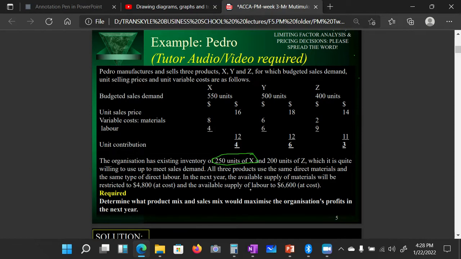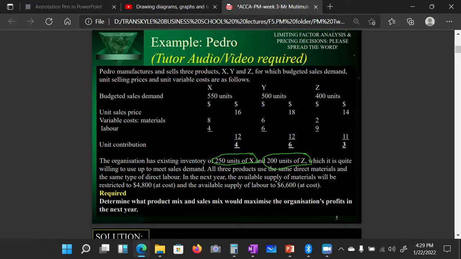We are told the organization has existing inventory, that is inventory at hand, of 250 units of X and 200 units of C. Which means there's no need for us to produce these units, because we already have them in stock, so they shouldn't be part of our production plan. Are we together? But we need to take them into consideration as we construct our production plan. These are the units which it is quite willing to use up to meet the sales demand.